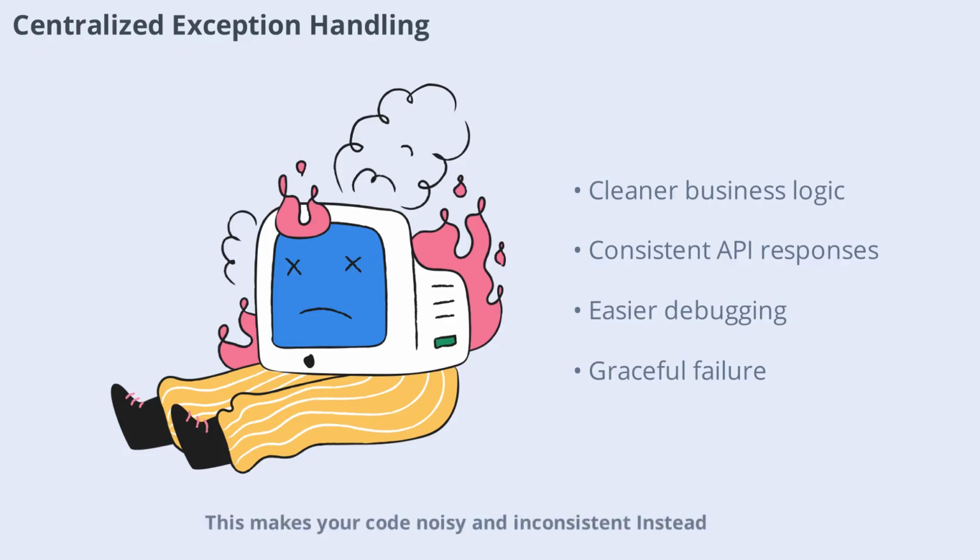A common beginner mistake is scattering try-catch blocks everywhere. This makes your code noisy and inconsistent. Instead, use global exception handling with @RestControllerAdvice. This approach keeps your business logic clean, ensures consistent API responses, and makes debugging much easier. When something goes wrong, your system fails gracefully instead of crashing unpredictably.